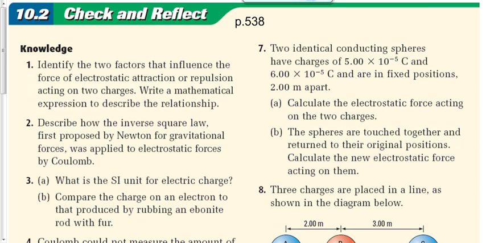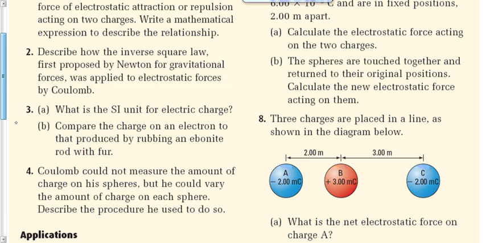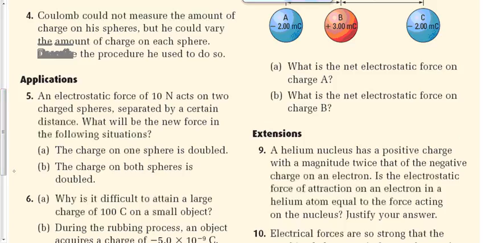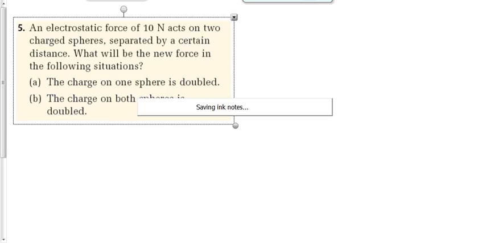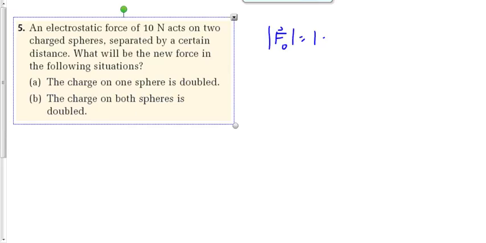Next question was number 5 that we want to go over. It says, the electrostatic force of 10 newtons acts on 2 charged spheres separated by a certain distance. What does the force become if we start doing things to the charges? Let's create a little bit of space for this. So my original force is K Q1 Q2 over R squared, and its value is 10 newtons.